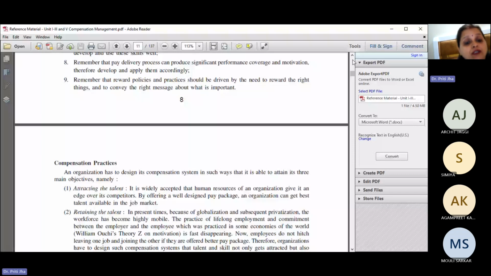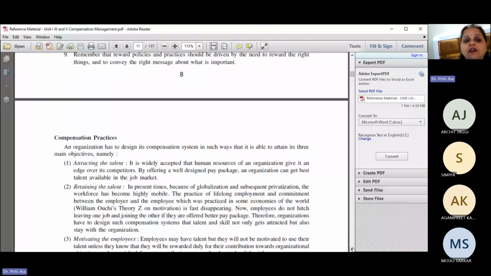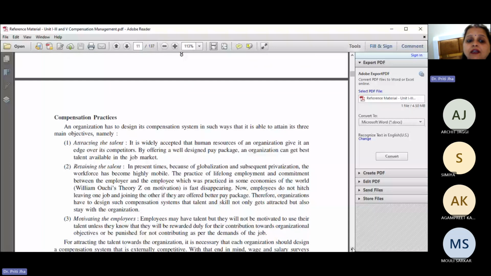An organization has to design its compensation system in such a way that it is able to attain its three main objectives. And these objectives, namely, are attracting the talent, retaining the talent, and motivating the employees.